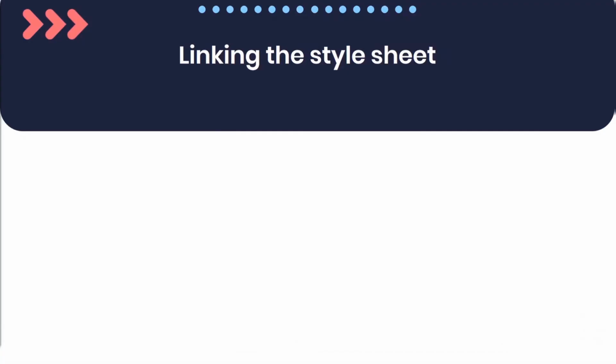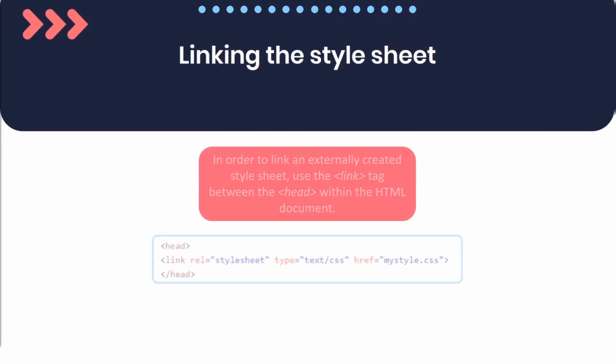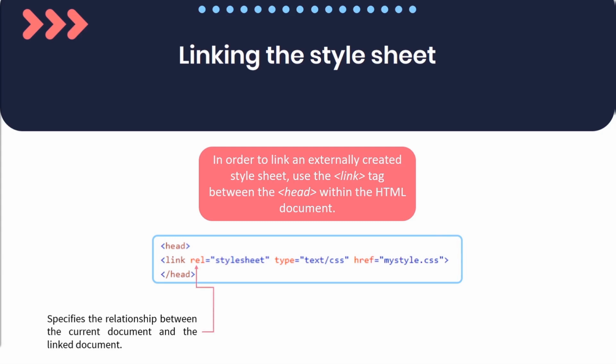So then how do we go about creating a link between our style sheet and our HTML document? Well, it's fairly simple. In order to link an externally created style sheet, we must use the link tag in between the head tag in the beginning of our HTML document. And here's a very basic example at the bottom where we have an opening head tag. Then inside of that, we've got a link tag. And inside the link tag, very, very importantly, we must specify the relationship attribute and set the path as to where the style sheet is lying.